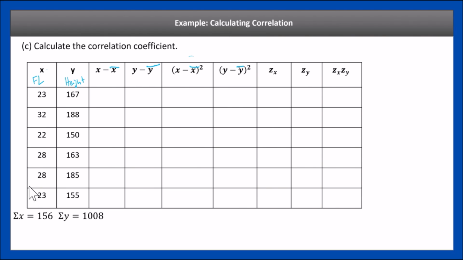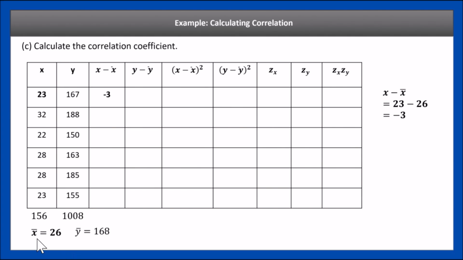And remember, to find the x bar, we add these up and divide by how many. So we take the sum, divide by how many data points, which is 6. We divide that by 6, we get 26 here. And we do the same thing for y, 1008 divided by 6, 168. So now we have our x bar and our y bar. Now we're going to take our x minus our x bar. So we take our x, which is 23, minus our x bar of 26, and that gives us -3. So that's this data point here. Then for this point, we do 32 minus 26, and that gives us 6. And we repeat that for the rest of these.